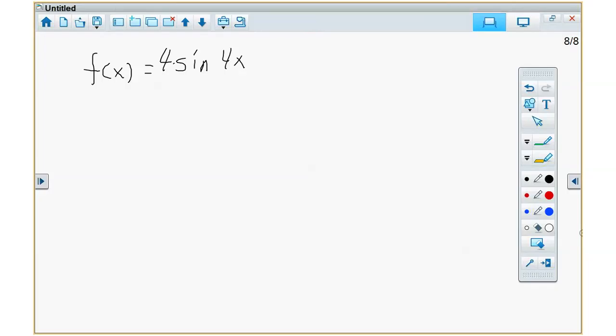The first thing you need to do is find out what's inside. That's what's inside. So you could rewrite it as f of x is equal to 4 times the sine of parentheses 4x. That might help you out a little bit. You don't have to write it like that, but it might help because that tells you that what's inside is 4x. So therefore, the derivative of what's inside is what? 4, Hubert. Thank you.